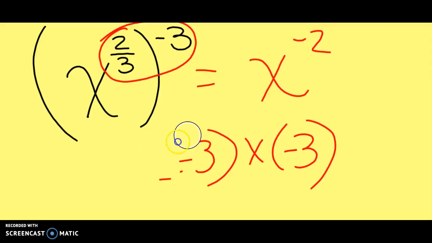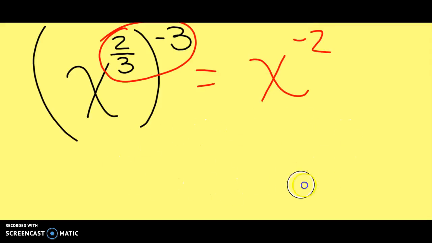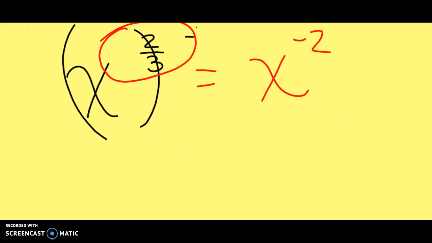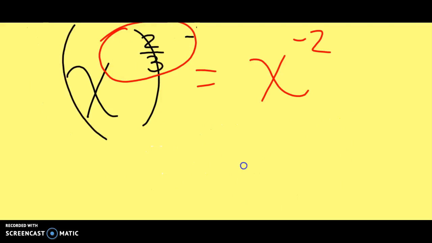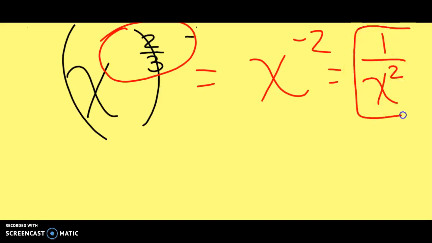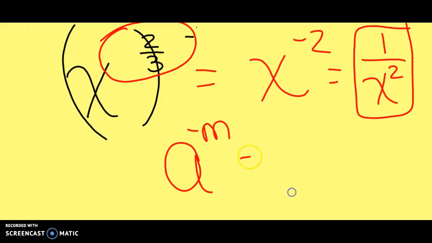What does that mean? Let's go back and remember what negative exponents do. They actually just make it a reciprocal, and then they make the exponent positive. So this really becomes 1 over x squared. It's really all it does. It goes back to this rule: anything to the -m power is 1 over a to the m. So basically it just moves it to the denominator, or the other side of the fraction bar.